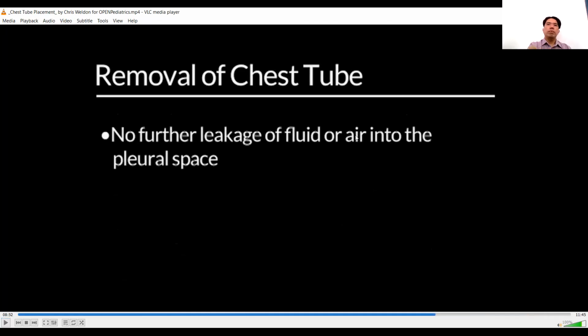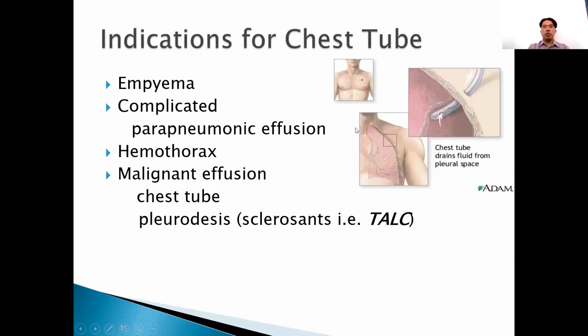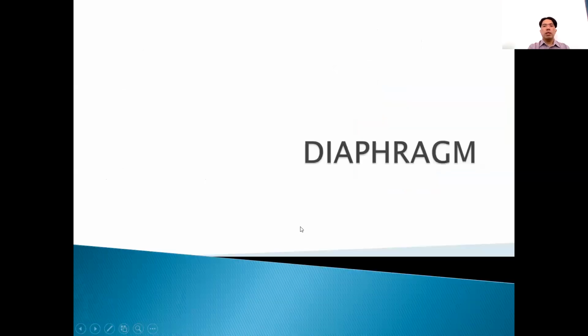So as we've seen, those are the two procedures. We have thoracentesis and you have chest tube. And I would be proud to say that probably you have a good grasp of lung anatomy and some aspects of both physiology and pathophysiology of the lungs.